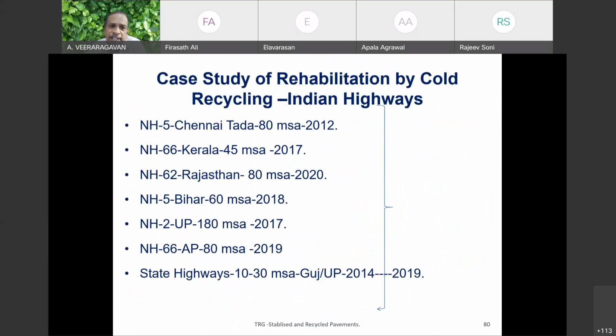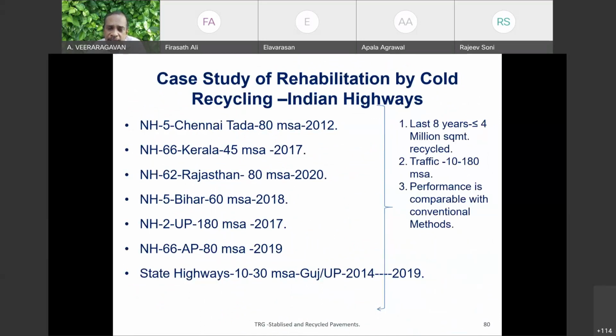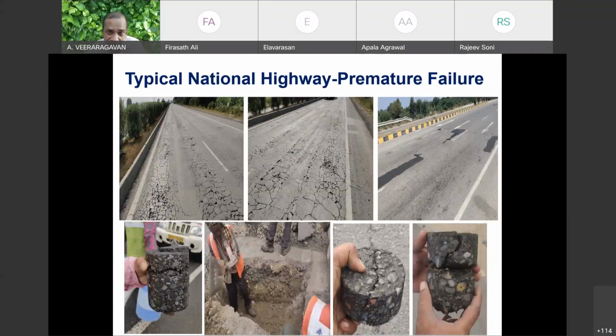So we started the Chennai-Tada in the year 2011-12. Today, several roads are being constructed using this cold recycling technology. So we find that this is a highway which failed prematurely in 3 months. 40 kilometers constructed, spending 2,400 crores. Pavement failed in 3 months. It's 6 years by now. The pavement deterioration distresses are like this. What should I do now?